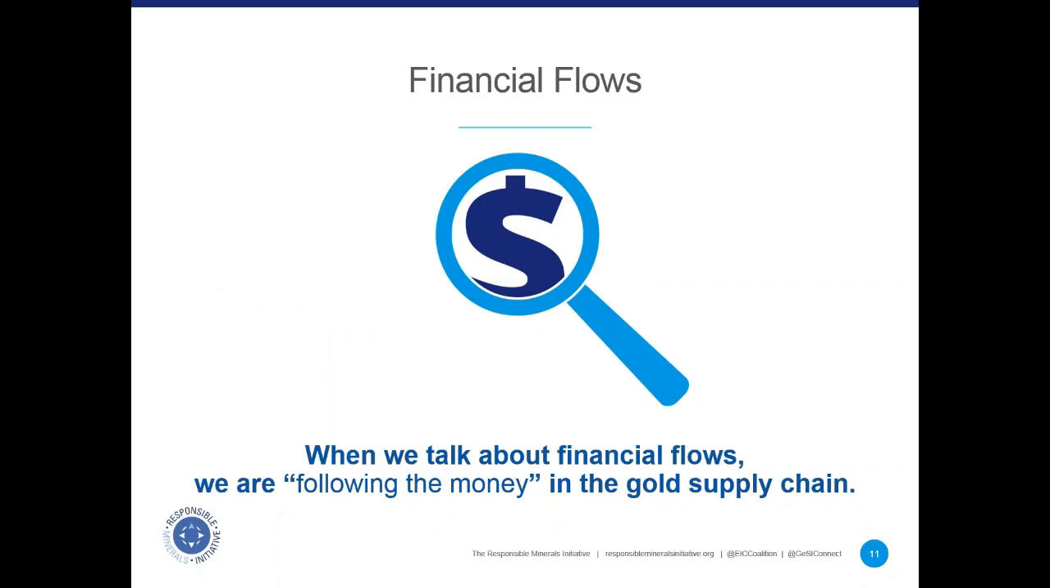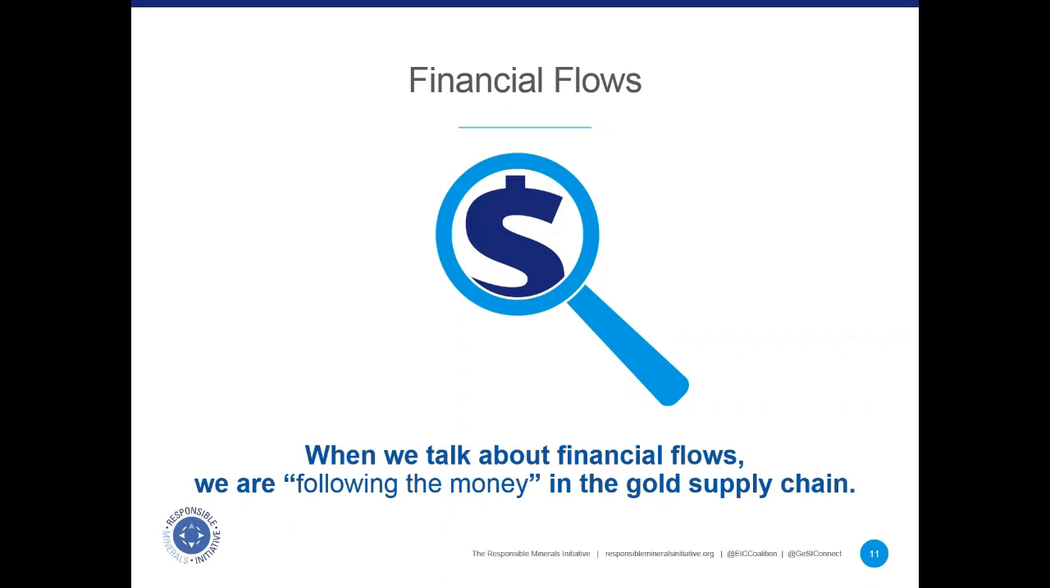Financial flows here relate specifically to the ownership of gold, which is not always the same as the physical custody of the gold. When we talk about financial flows, we are following the money in the gold supply chain. In particular, what we're talking about are the risks of illicit financial flows, or the illegal earning, transferring, or use of money or capital. Gold is used as a currency in many instances, and therefore can also be used to launder money or finance terrorist activities.